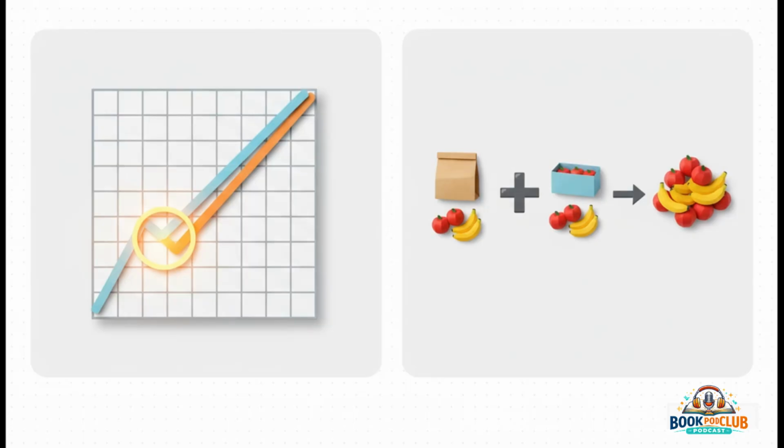Okay, this is really cool. There are 2 totally different ways to see this system. On the left, you have the row picture. Each equation is just a line on a graph, and the answer, the solution, is the single point where those 2 lines cross. But on the right, in the column picture, it's more like we're asking, how many bag recipes and box recipes do we need to combine to get our final pile of fruit? 2 different views, but they all point to the exact same answer.